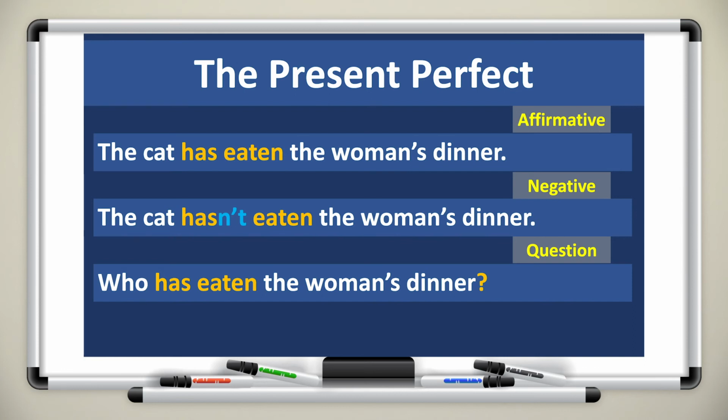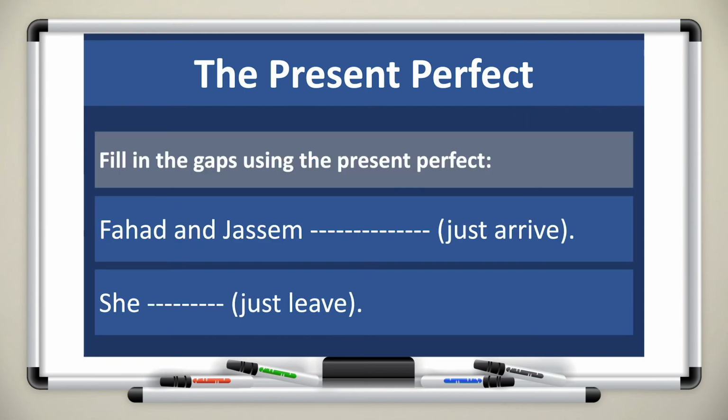Present perfect. Let's fill in the gaps using the present perfect. Fahad and Jassim, pay attention, there are two. Fahad and Jassim, and I have the verb arrive and the word just. Fill in the gaps using the present perfect. The second example is she dash, and I have the word just and leave. Remember, with the present perfect, you have to choose either has or have and then follow it with the verb in the past participle. I'll give you a second.